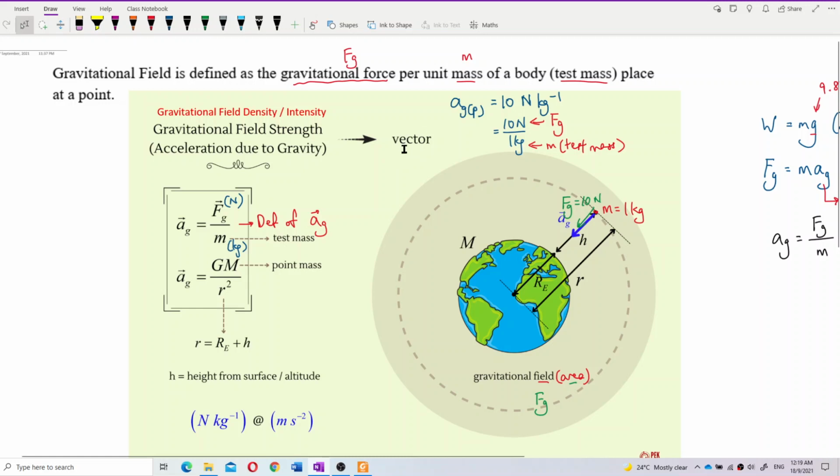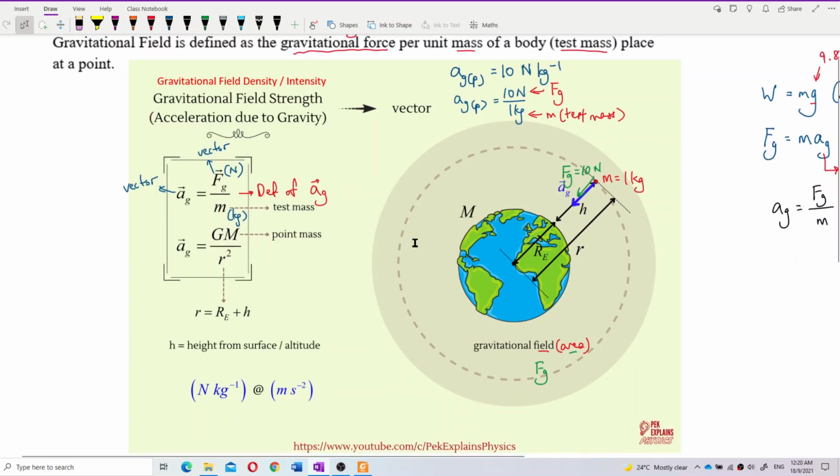Why is it a vector? Because gravitational field strength is actually gravitational force per 1 kilogram. You see, gravitational field strength is actually the 10 Newton force for 1 kilogram. So gravitational field strength is also a force. Since force is a vector, that's why gravitational field strength is also a vector. That means it has direction towards the center of the Earth. Alright, that's the meaning.